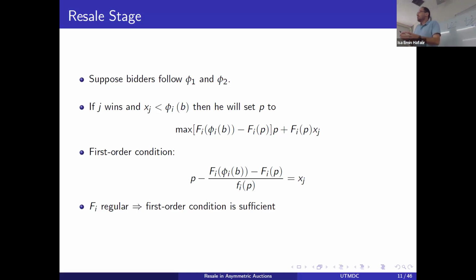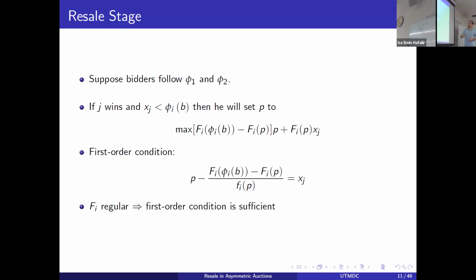So then what is my optimal monopoly price? It is the P in which, so let's say that this is P, right? If my opponent's value is here in this interval, greater than P but smaller than phi I of B, because the fact that I won means that it has to be smaller than phi I of B. If it is in this interval, then I'm going to get P; the monopoly price will be accepted. And if it is smaller than phi J of P, then the monopoly price will be rejected, and I will keep the object and enjoy XJ.